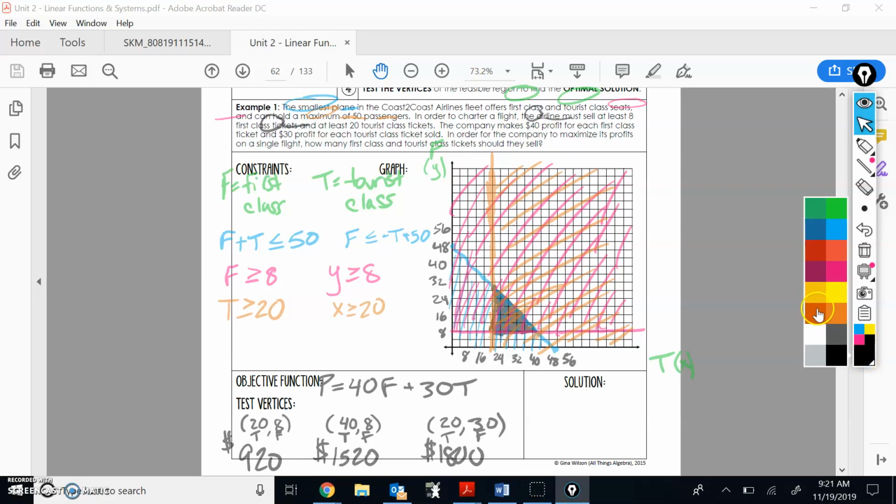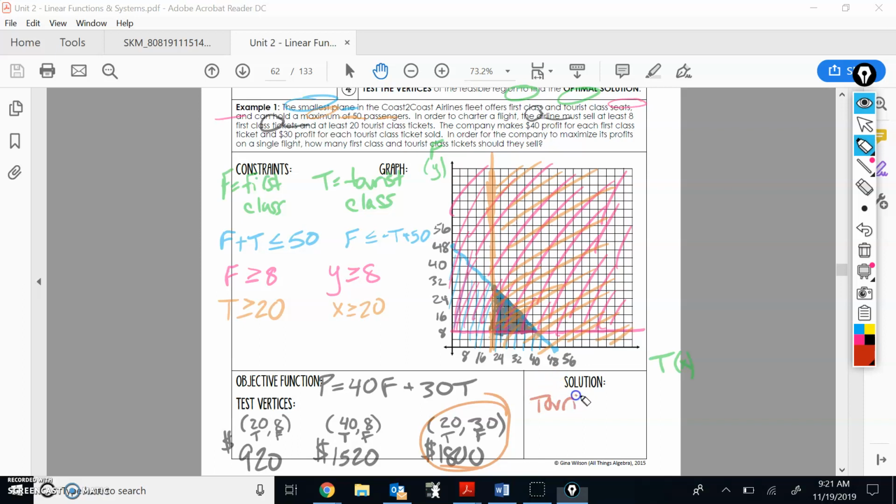Your solution is the numbers that gave you the maximal profit. In this case, it is the 20 and the 30. That gives you the highest profit of 1800. The way you write your solution is by saying the maximal profit would be if tourist tickets were 20 and first class tickets were 30. Selling those specific amounts of tickets would maximize the airline's profit for that particular flight.